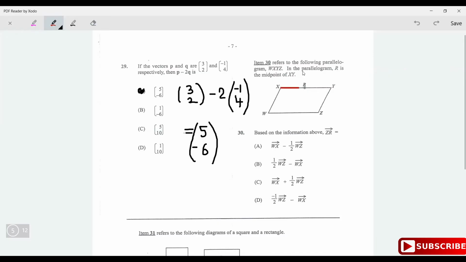Is R the midpoint? It has to tell us if R is the midpoint. R is the midpoint. All right, so if R is the midpoint right here, then we know about XR that XR is a half of XY. All right, so we know that that is halfway. So to go from Z to R, we can go from Z to W, then we can go from W to X, then we can go from X to R. All right, so to go from Z to R, we go ZW plus WX.